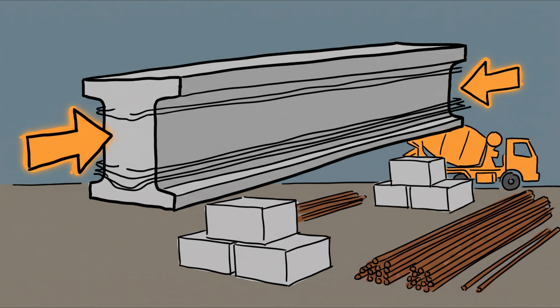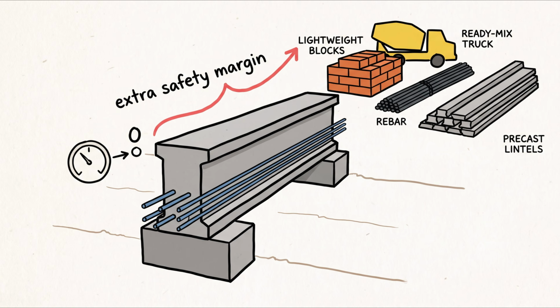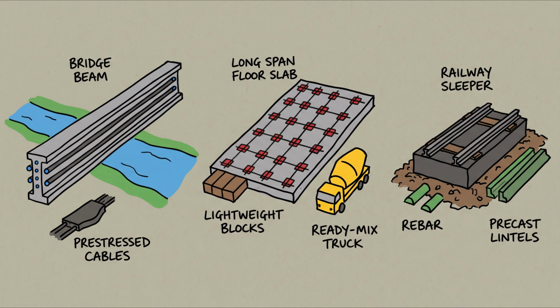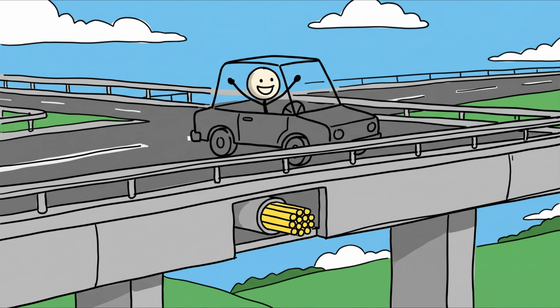This puts the entire element into compression before any load is even applied. That matters because concrete is strong in compression, but weak in tension. By starting in compression, the concrete has to be pulled past zero into tension before it can crack. It effectively makes it much stronger with less material. Prestressed concrete is used for bridge beams, long-span floor slabs, railway sleepers, parking structures. Every time you drive over a motorway bridge, you're probably driving on prestressed concrete.